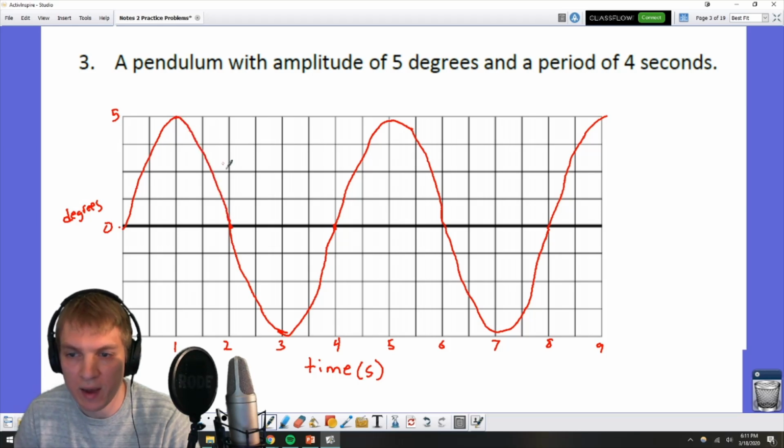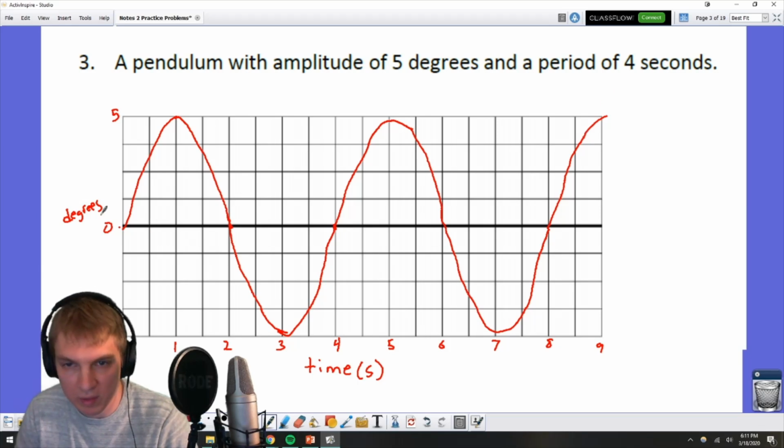So it goes up to 5, down to 5, up to 5, down to 5, up to 5. And just to make sure that one wavelength, so if it starts at 0, one wavelength later, it ends at 0. One wavelength later, it starts at 0 again.